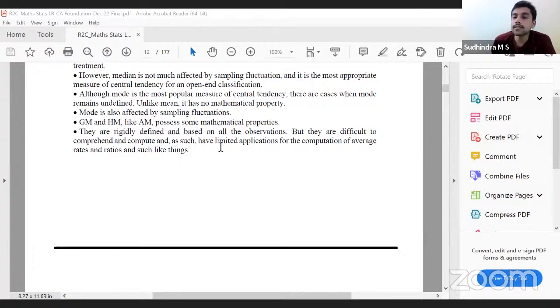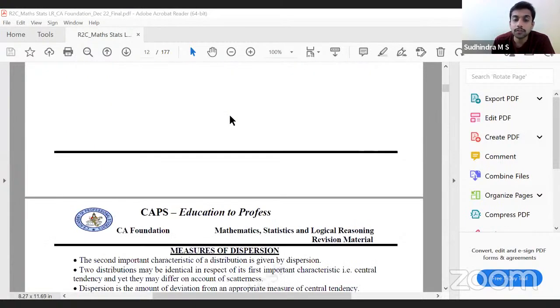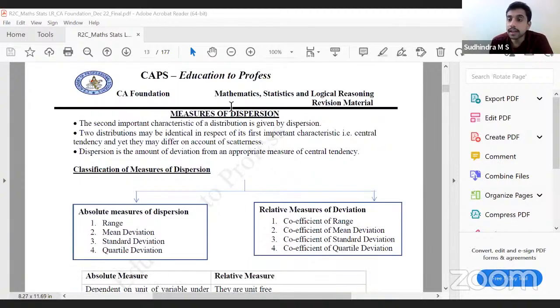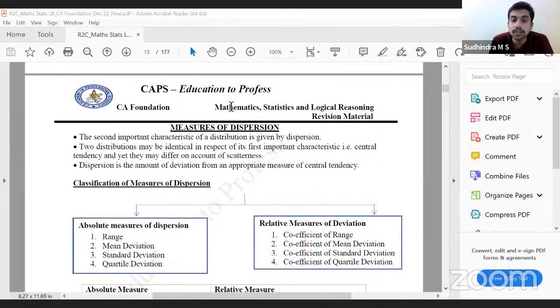Yes. Now the last part of this chapter, we'll move on to measures of dispersion quickly. The second important characteristic of a distribution is given by dispersion. What is the first important characteristic? Central tendency. Now, what is dispersion? Dispersion is the deviation of the observations from central tendency. Even though we say they cluster around the central value, they do not become the central value. They are different values themselves. They cluster around. What is the amount of difference? What is the amount of deviation? That is measures of dispersion.